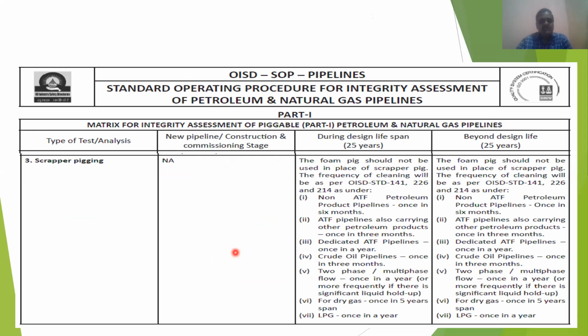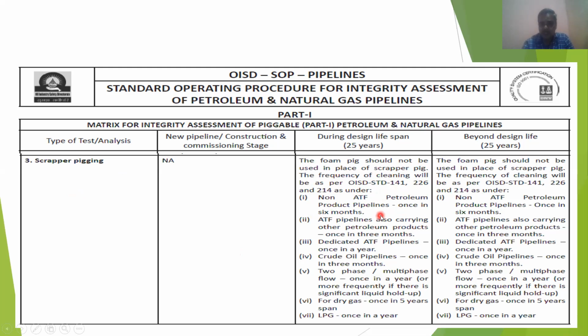New pipeline construction commissions, which is not applicable. During design lifespan and beyond design life, this is applicable: scraper pigging. The foam pig should not be used in place of a scraper pig. The frequency of cleaning will be as per OISD standards 141, 226 and 214 as under.